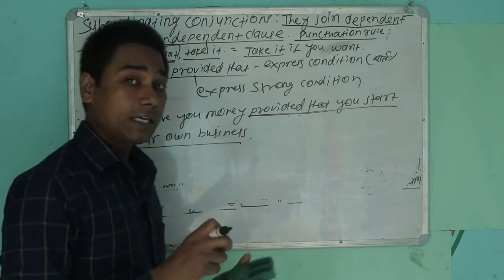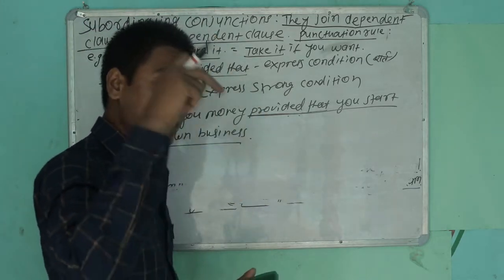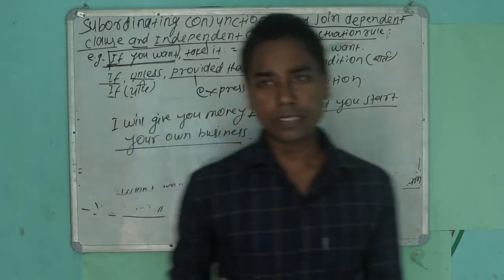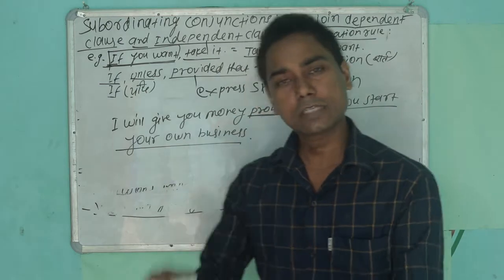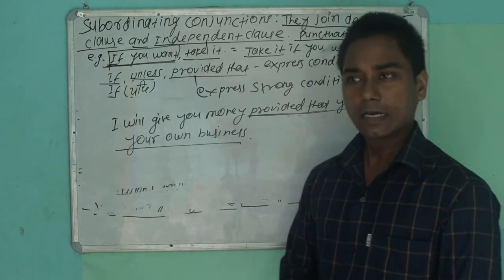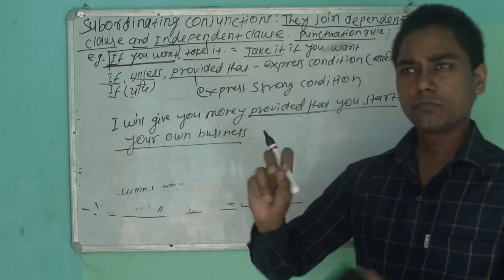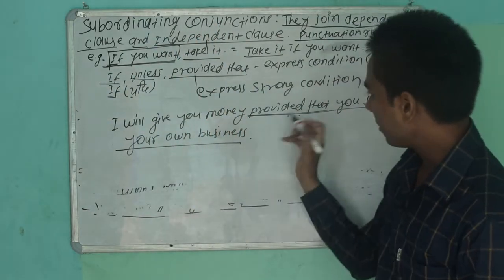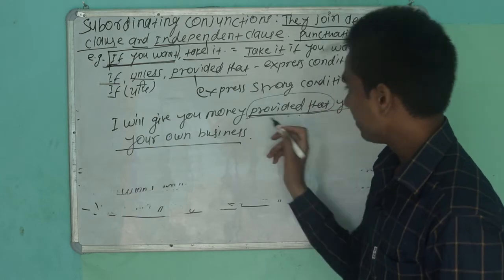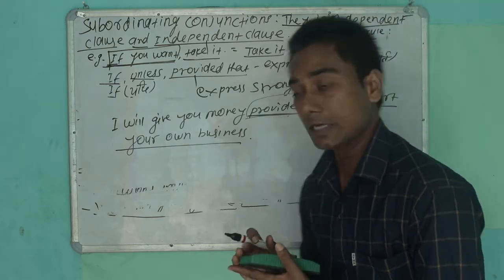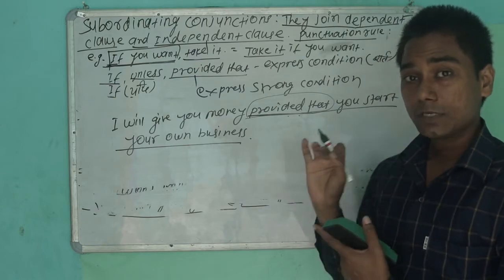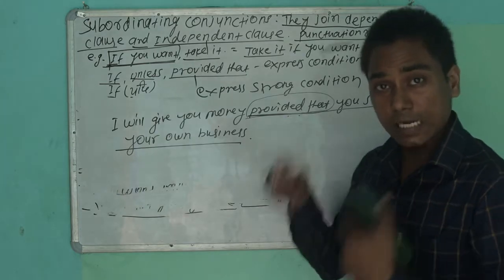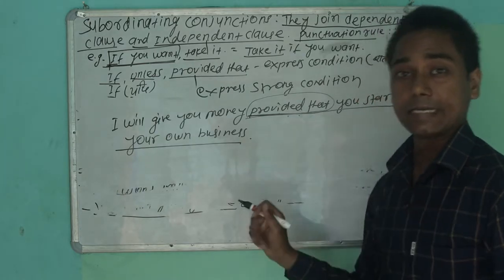I will give you money provided that you start your own business. It means when I give you money, at that time you have to start your own business. I don't want to just waste it in the market. Yeah? So here provided means somehow there is compulsion, a strong condition. When I give you something, you should do that. This kind of meaning provided that has.